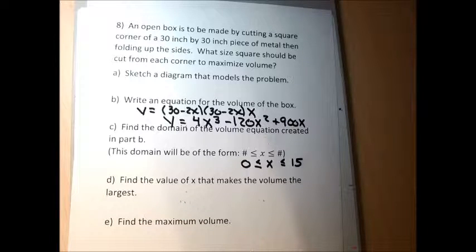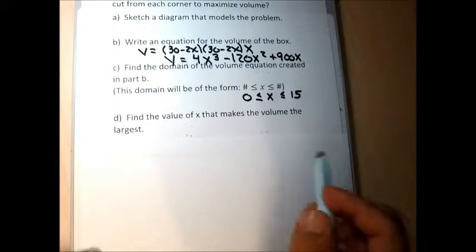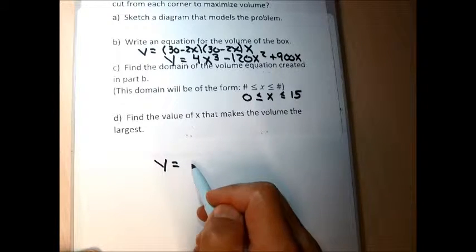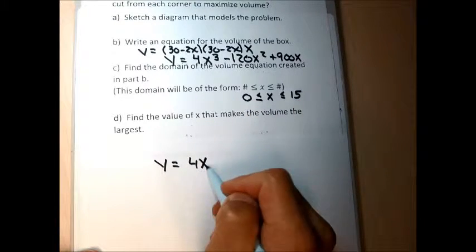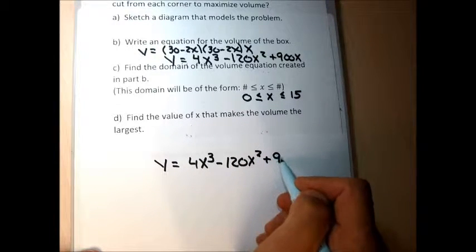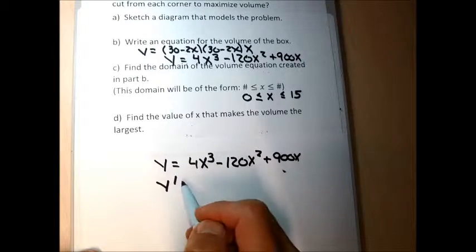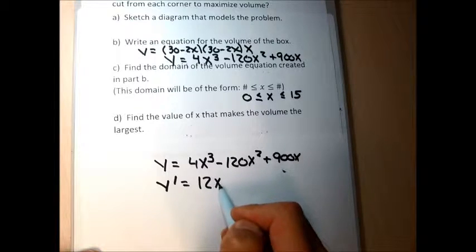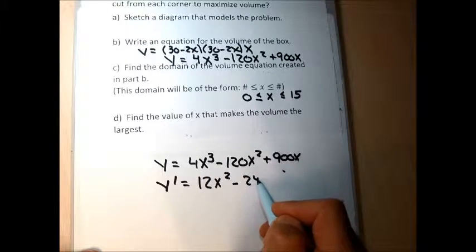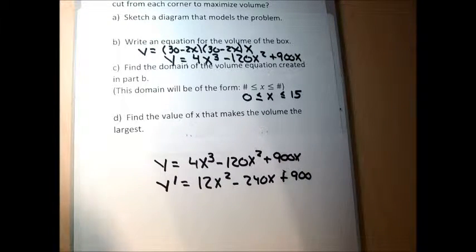So now I'm going to have to do some derivative work to find the answer to part D. Because in part D, I'm trying to maximize the volume. And when I maximize the volume, I'm going to need critical numbers along with the endpoints here. So my critical numbers are the 0 and the 15, which are the edges of my domain, and what I get when I take the derivative and set it equal to 0. The derivative is going to be 12x squared minus 240x plus 900. I'd like to factor out a 12 again. I don't know if 12 goes into 900.